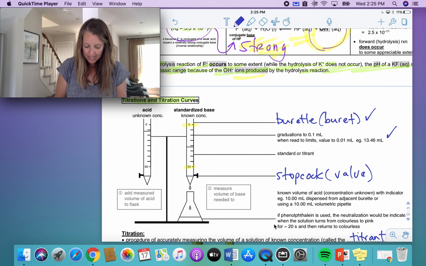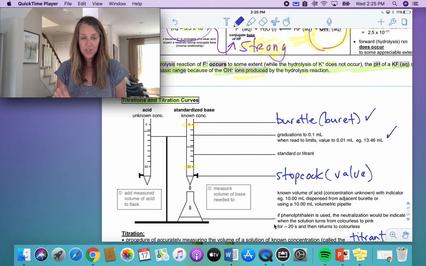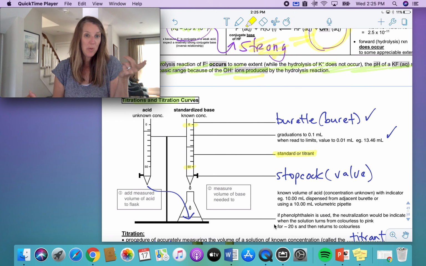Once you've added in a specific volume of either the acid or the base, that's what it shows here. Then you call whatever it is you're putting into your Erlenmeyer flask or your beaker as the standard or the titrant. Okay, it's interesting here in this diagram that it shows you could put 2 burettes set up on a burette stand, like a burette clamp on a retort stand, and you could do that because what if you just wanted to dispense a certain volume of that acid into the Erlenmeyer flask? Well, then you wouldn't have to use a pipette. You could dispense a specific volume.